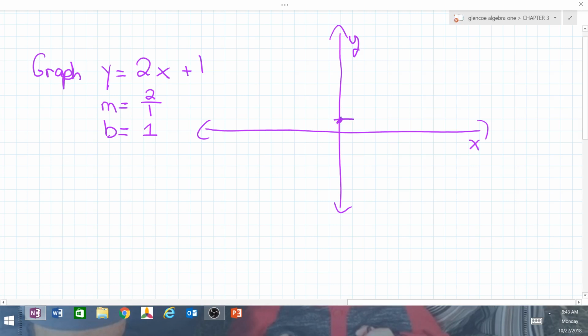Good. What's my slope? 2. Am I going up or down? Why am I going up? Because my slope's positive. Good job. I go up 2 and to the right 1. And there's your line. Did anybody's line look like that? Could you please use a ruler when you're drawing a line? You start from the y-intercept. So you're going to go up 2 and over 1. You always count from the point where you just graphed. Okay. You're welcome.